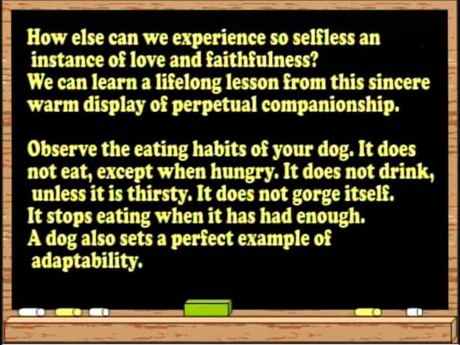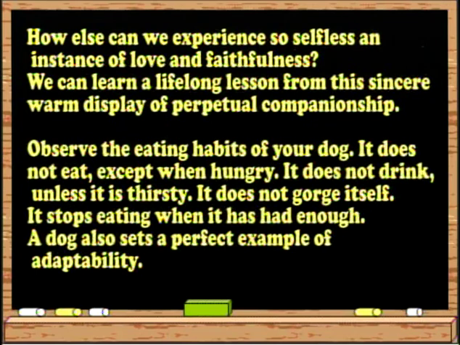Observe the eating habits of your dog. It does not eat except when hungry. It does not drink unless it is thirsty. It does not gorge itself. It stops eating when it has had enough.